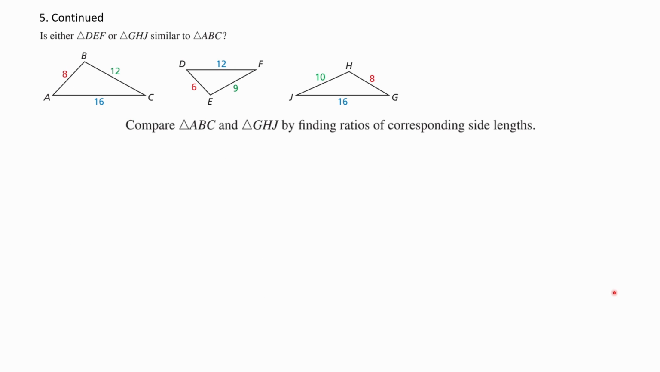Continuing on number 5, we can do the same thing and compare triangles ABC and GHJ, again by finding ratios of the corresponding side lengths. I do want you to work through this for a moment and try it on your own, and then I will reveal my solution. So take a few moments, pause the video, and try it on your own.